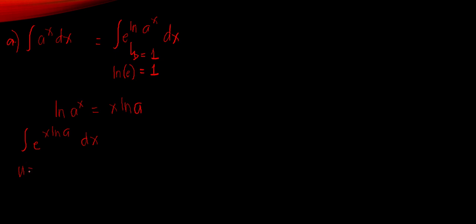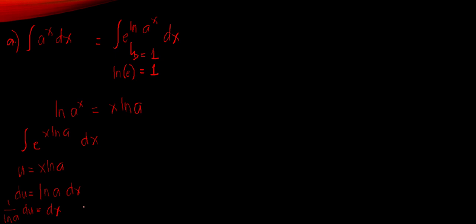So from here, pwede tayong mag-let u. So let u be equal to, itong part na to, x ln of a. And then du will be equal to, since constant si ln of a, ln of a dx. But since meron tayong dx dito, kunin natin yung value ng dx natin in terms of u. So this will be equal to 1 over ln of a du equal to dx.